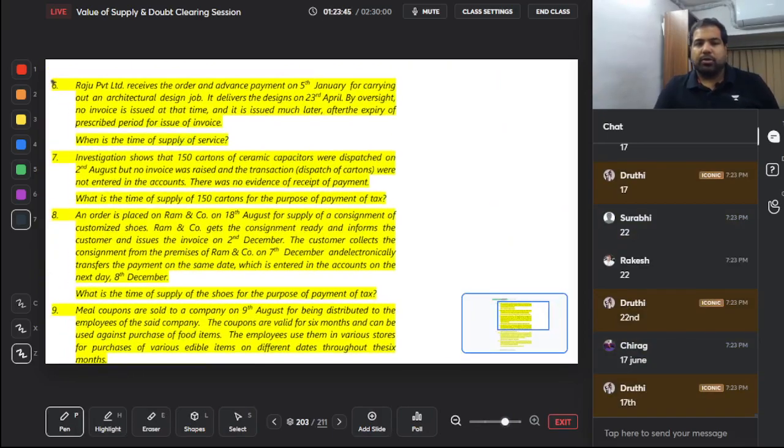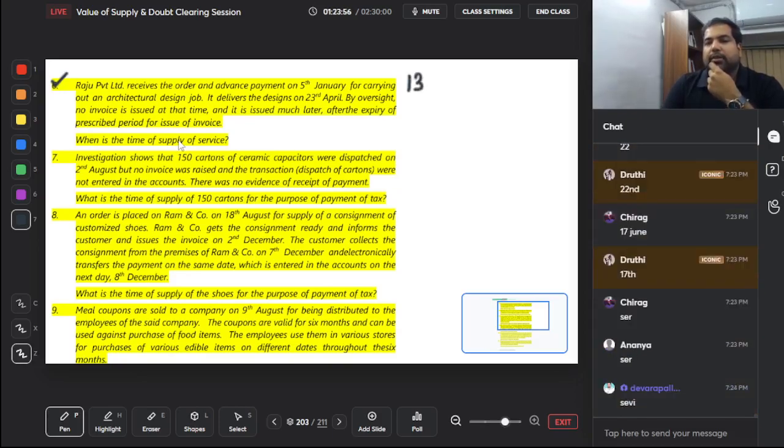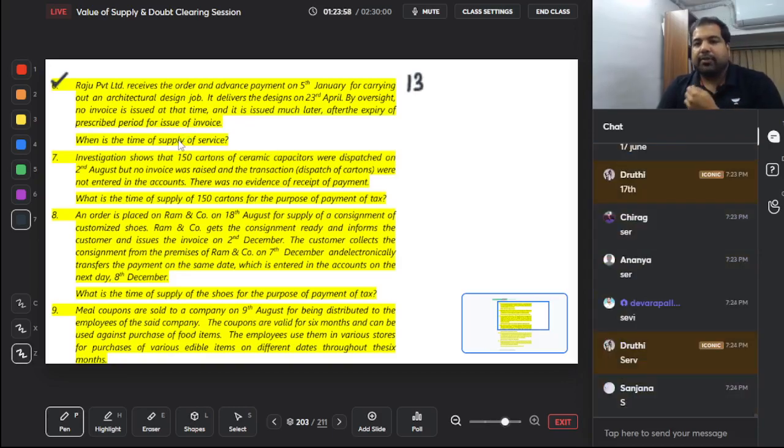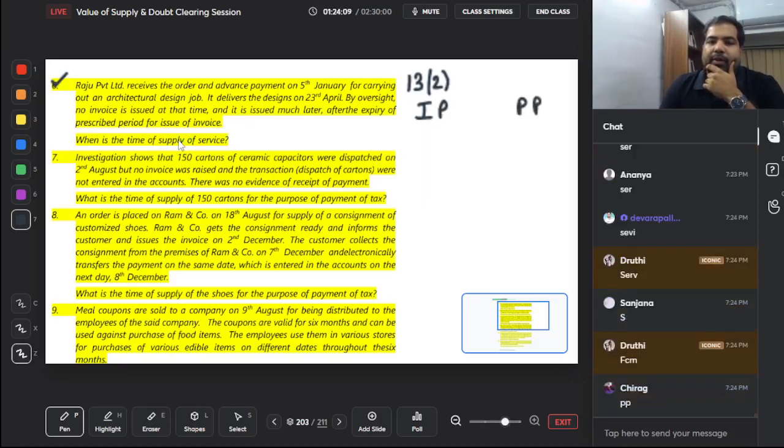Please tell me goods or services. Service, so section 13. Is it FCM or RCM guys? This is FCM, so section 13(2). IP or PP, depending whether the invoice was on time or late. Guys, when were the services provided? 23rd April.